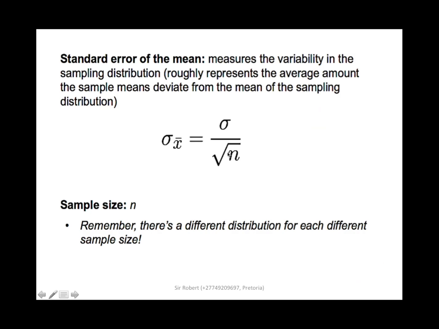Let's move on to the next. The standard error of the mean measures the variability in the sampling distribution. It roughly represents the average amount the sample means deviate from the mean of the sampling distribution. This is what we discussed. For the sampling distribution of the mean, this is your standard deviation, so remember, you divide by the square root of the sample size n. There is a different distribution for each different sample size, like the example we gave for South Africa, where you take 5 samples.